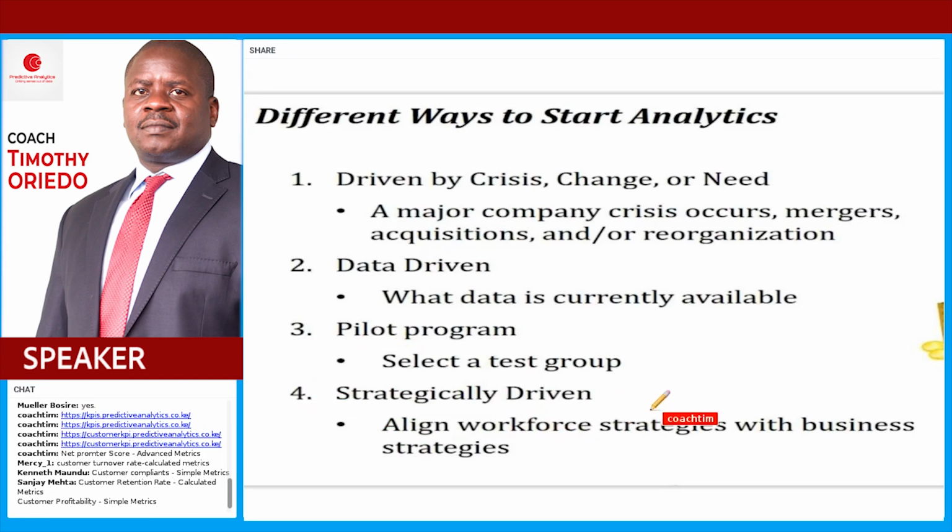The fourth way is strategically driven. So in the context of HR, for instance, aligning a workforce strategy with business strategy. Yeah. So you start with your departmental KPIs. For instance, the idea will be about we need to have data scientists in our team.